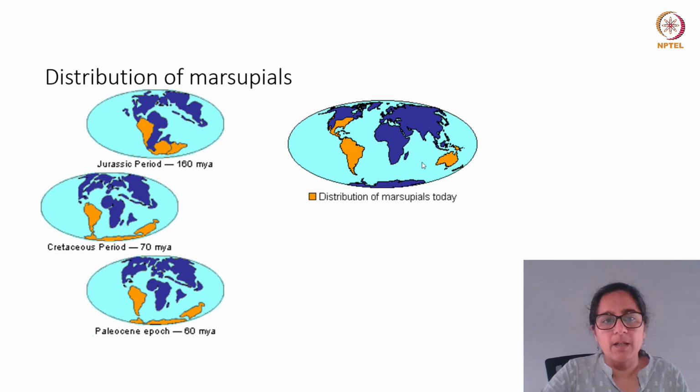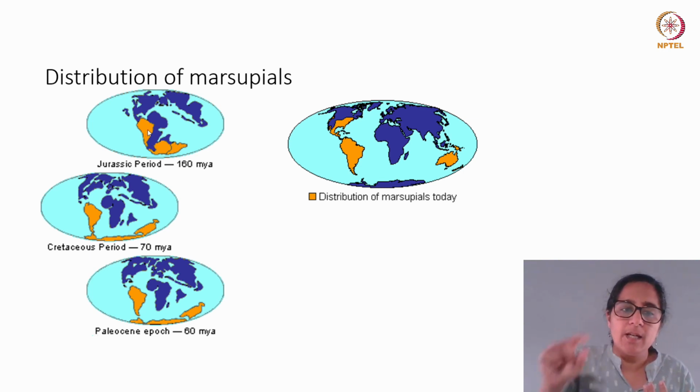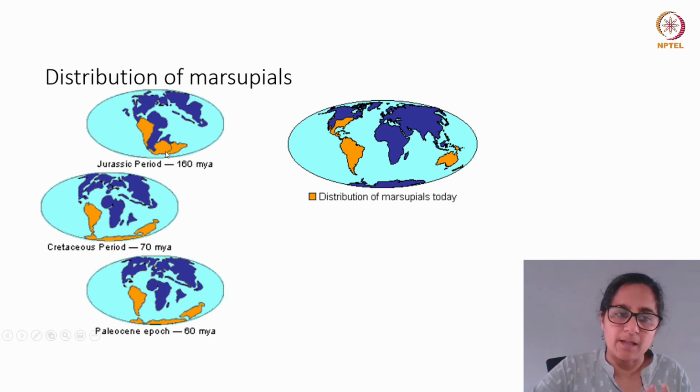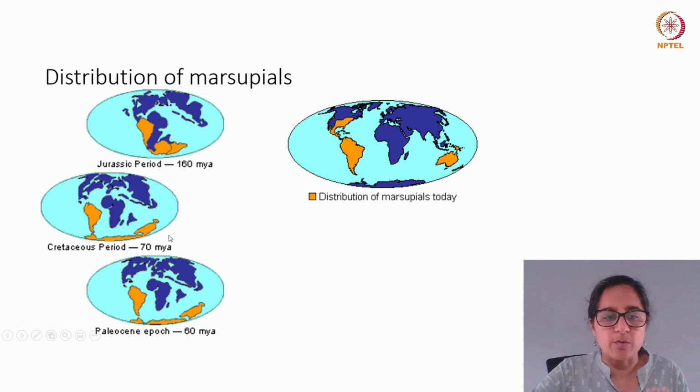But earlier in the Jurassic period, that is 160 million years ago, the land masses were quite differently arranged. And you can see that these two were connected. And this was one continuous landmass. And you can see that marsupials are distributed in these areas. And over the years, 70 million years ago and 60 million years ago, when these plates are moving, you can see the distribution is like this, and currently it is distributed where we see them today.